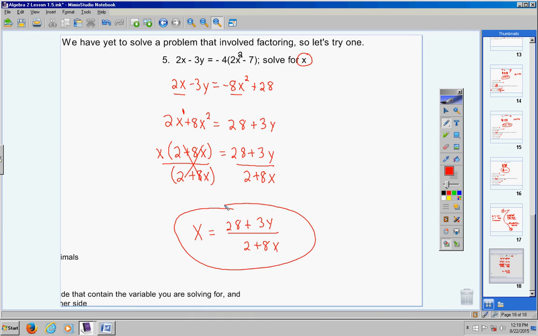So there's an example of when you have to factor. When you come down to your last step where you want to divide by the coefficient and you have 2 terms, sometimes you have to factor out the variable that you're solving for.